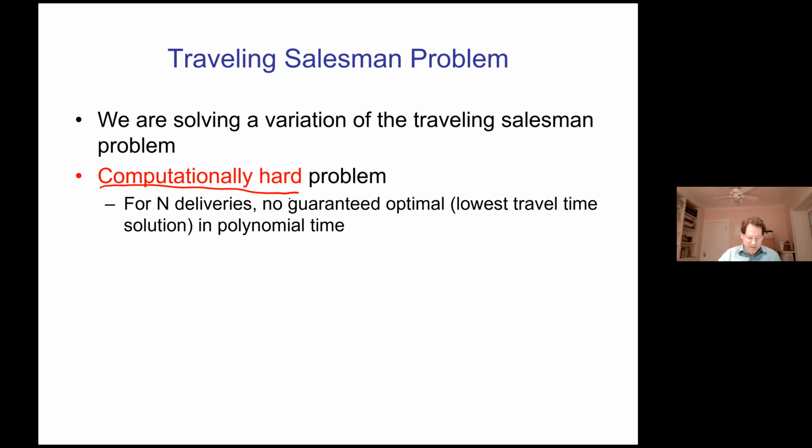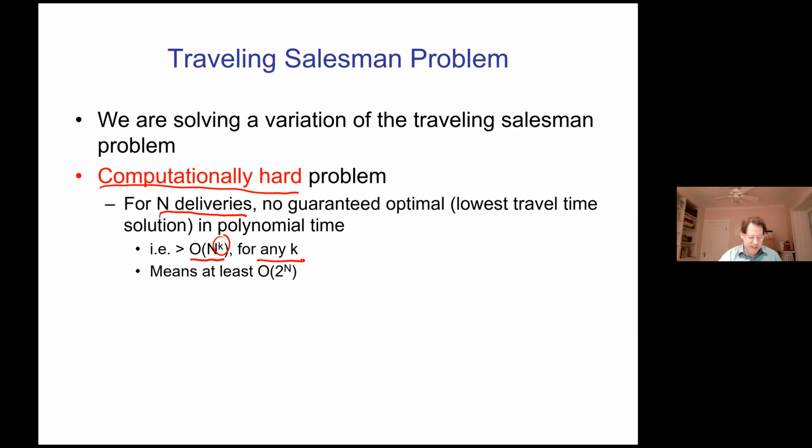Okay, so what do I mean by that? We have n deliveries to make. There is no guaranteed optimal algorithm, so an algorithm that is guaranteed to produce the best or lowest travel time solution in polynomial time. Okay, what does that mean? It means that the order of any algorithm that could guarantee it got the optimal answer must be worse than n to the k. Okay, n's the number of deliveries, for any k.